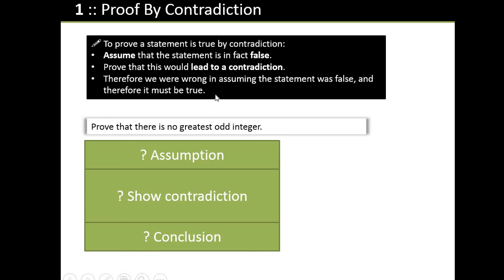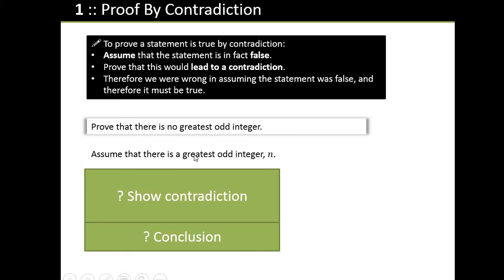Okay, let's look at a very straightforward one just so you get the idea of how to set them out. So here is our first one. Prove that there is no greatest odd integer. So the assumption is a contradiction of that. The contradiction of that, the negation of that, is that there is a particular odd integer that is the greatest. Assume that there is a greatest odd integer n.